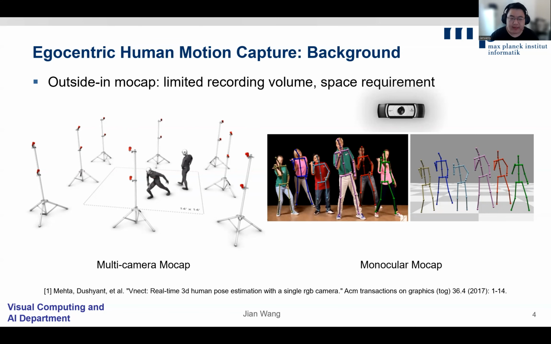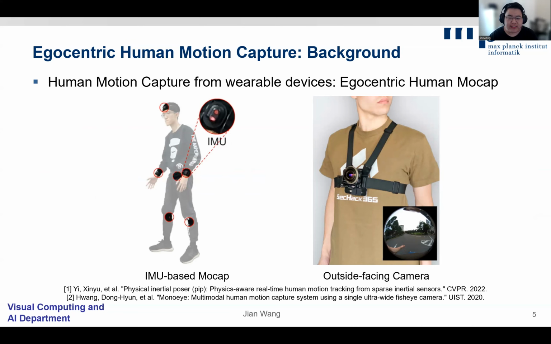So there is a need for developing human motion capture methods from body-worn devices, especially VR and AR headsets. There are some methods that can estimate human body motion from body-worn devices. One of them is mounting IMUs on the human body, as we can see on the left. The problem is that this method has to bind IMUs on the human body. It's not very convenient, and it actually alters natural human motion. Another series of methods mounts front-facing cameras on the human body. But the problem is that usually you can only see part of the hands or feet from this camera, and most of the other parts of the human body can only be guessed.